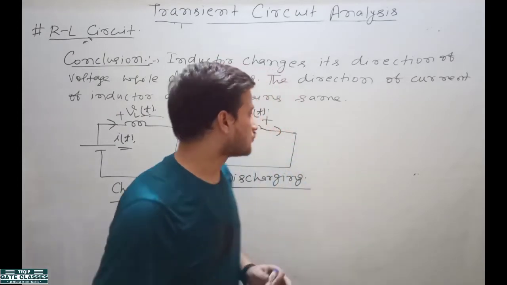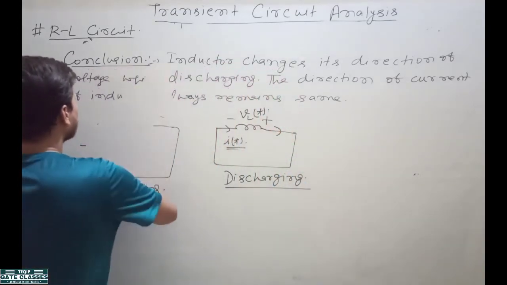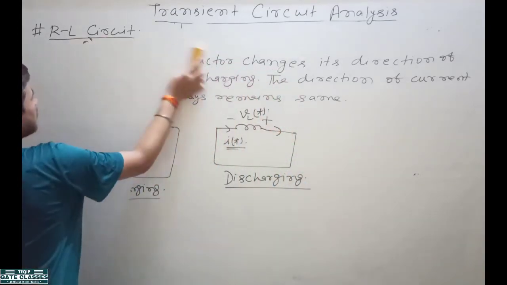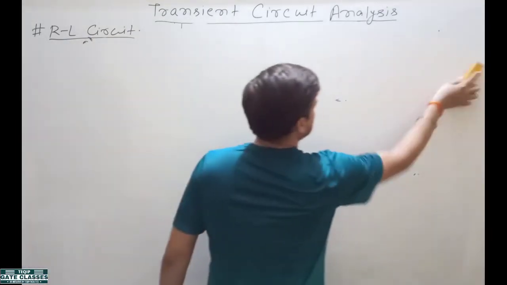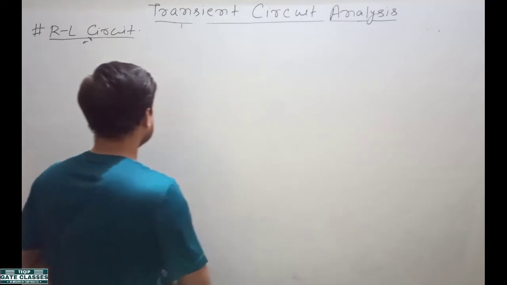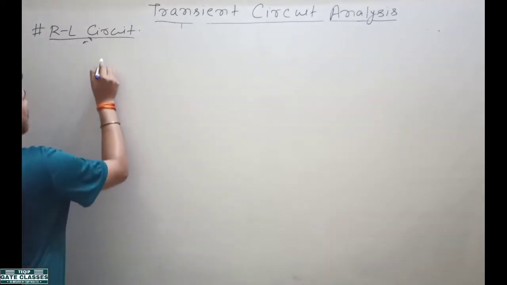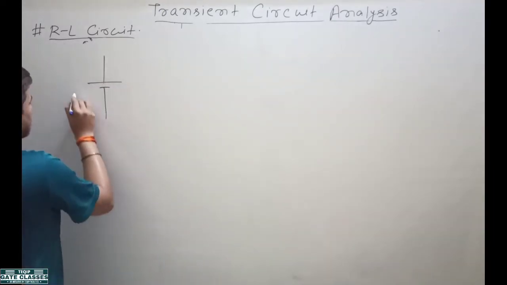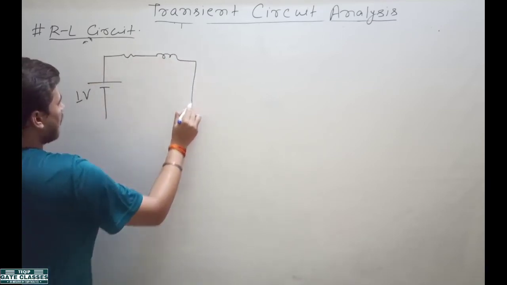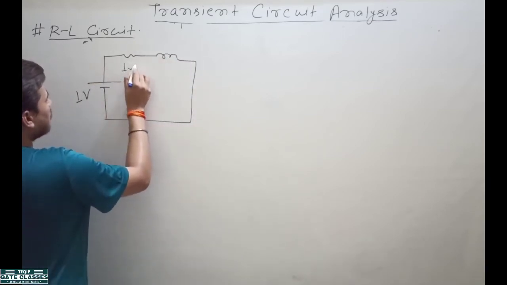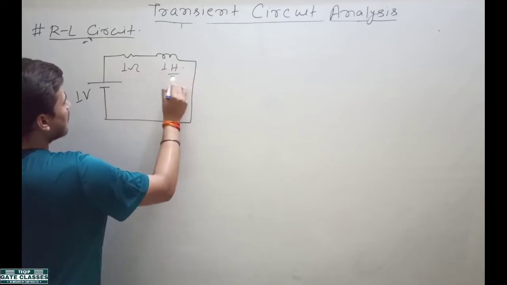So I think today you have understood about the inductor. Now let us do one numerical problem on an RL circuit. Suppose you are having a circuit. This is 1 volt. This is R, 1 ohm. This is L, 1 Henry.